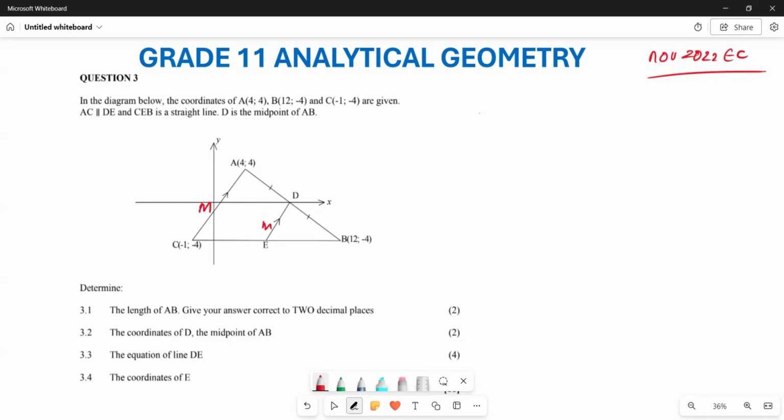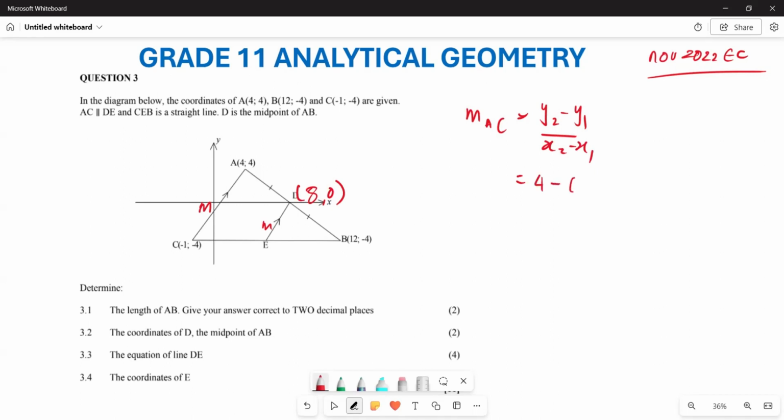Now, in order for us to find the equation of the line DE, we at least know one coordinate. We know that your D is 8 comma 0, right? So whenever we are looking for the equation of DE, you are going to find the gradient of AC. Because the gradient of AC is going to be the same as the gradient of DE, because they are parallel lines, right? So this is going to be y2 subtract y1 over x2 subtract x1. Now when you're doing this, the y2 here is going to be 4, right?